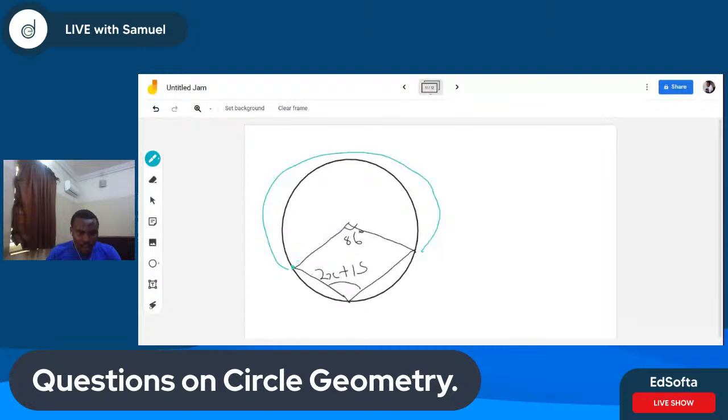And this is the angle that subtends it from the center. This angle. Let's call the angle y. From our elementary maths, we know that the sum of angles around a point in a circle is 360 degrees. So 360 degrees is equal to y plus 86 degrees. So y will be 360 degrees minus 86 degrees, and that will give us 274.